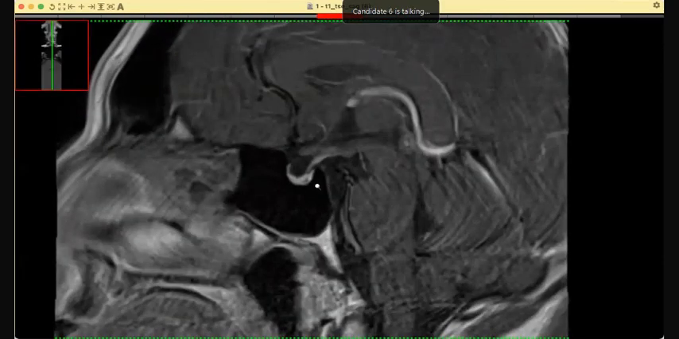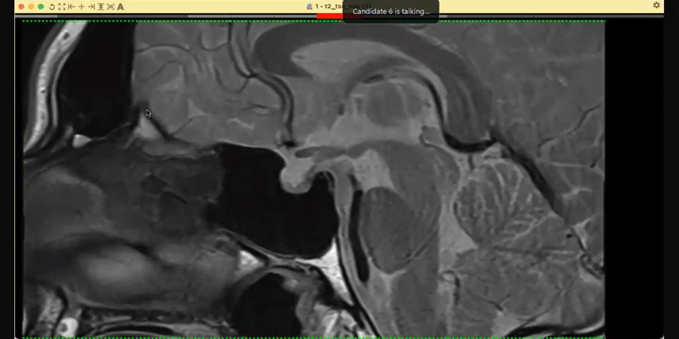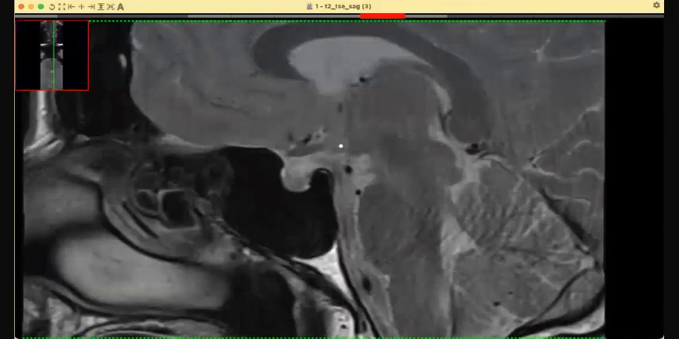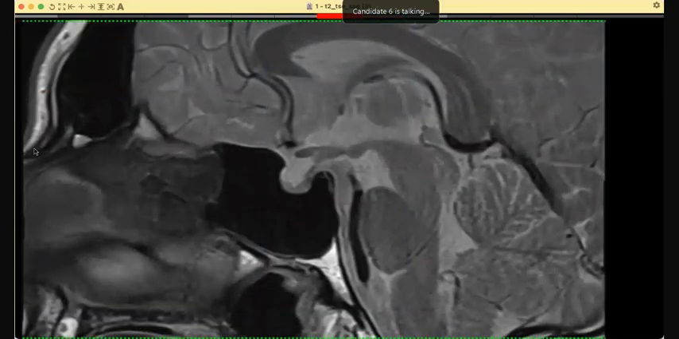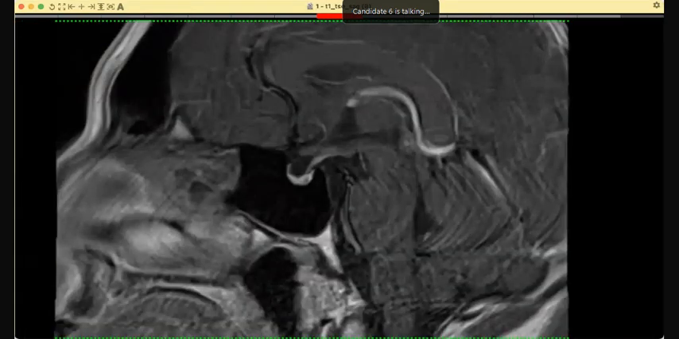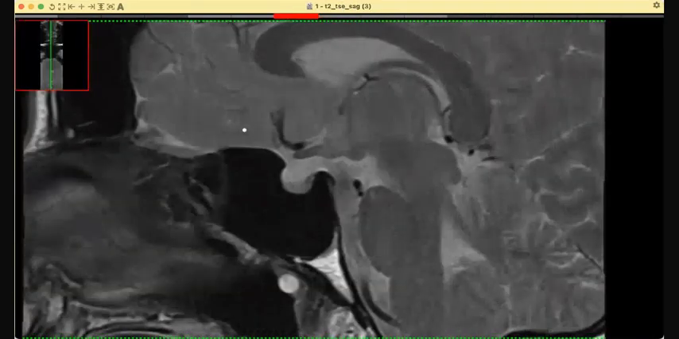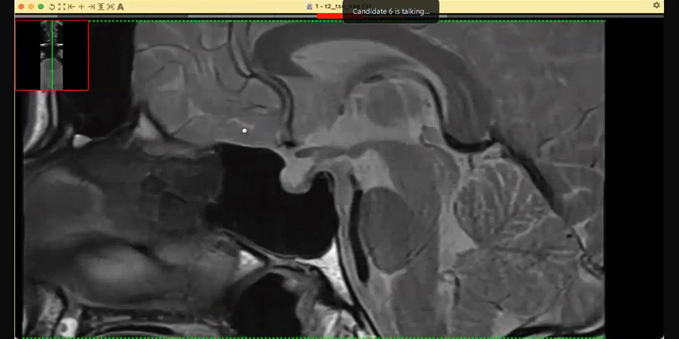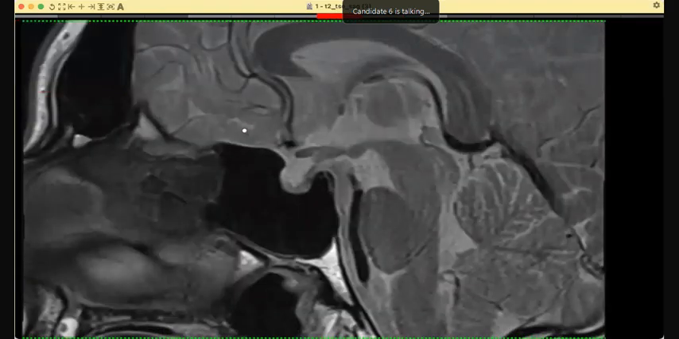Rest of the pituitary is showing normal enhancement in post-contrast sequence. Just that one small focus is showing non-enhancement. On the T2 weighted sequence, I'm not able to appreciate any abnormality.